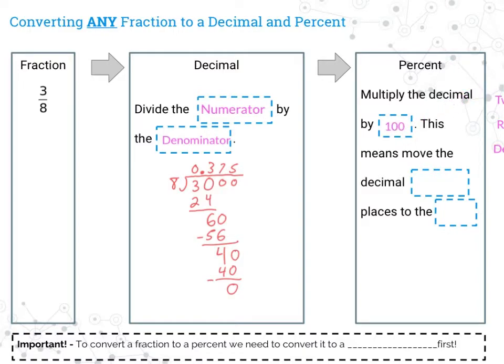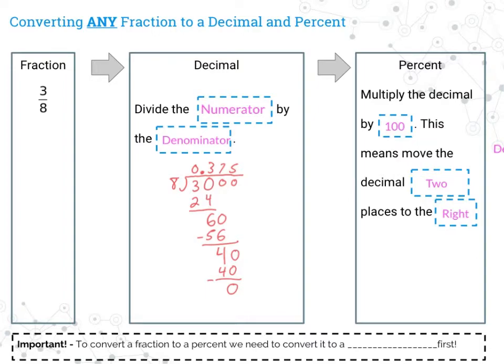That is the mathematical way to do it. However, there's a little bit of a cheat or a little bit of a secret that we can do as well. This means to move the decimal 2 places to the right. So if we are able to remember to move our decimal 2 places to the right, then we can easily take a decimal to a percent without having to do any multiplication. So let's try that now.